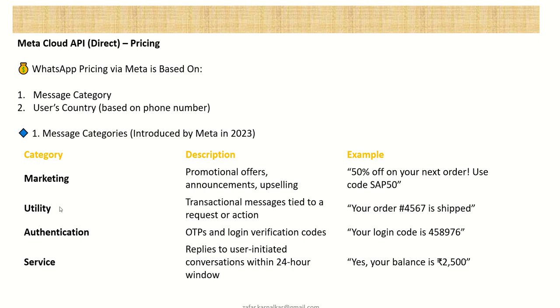Second is utility. Utility is for transactional messages, like your order number has shipped.